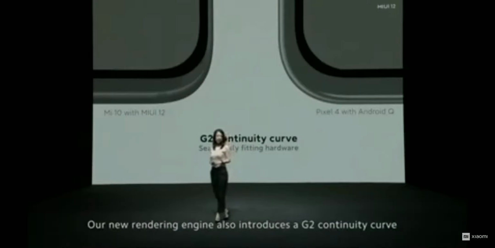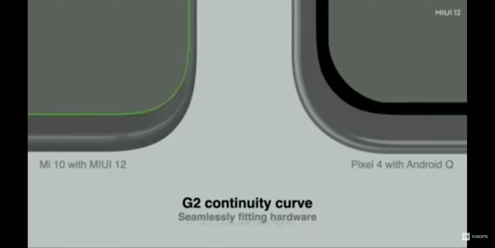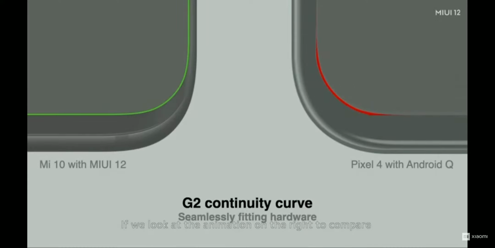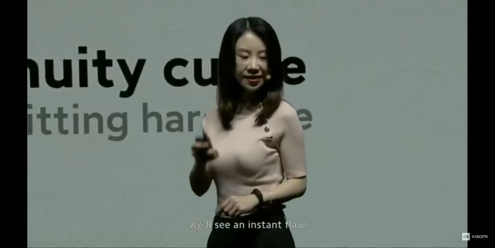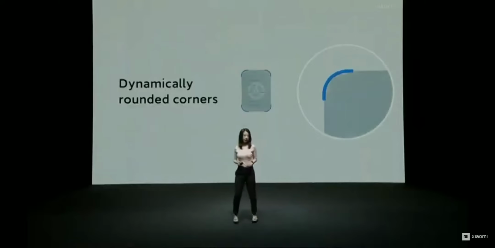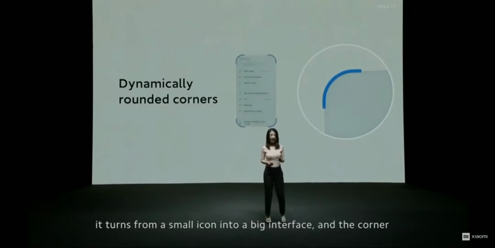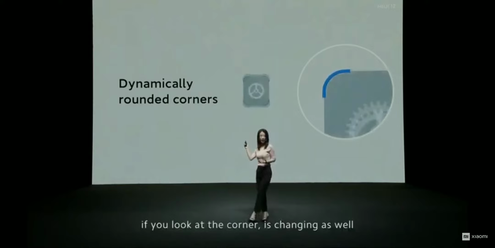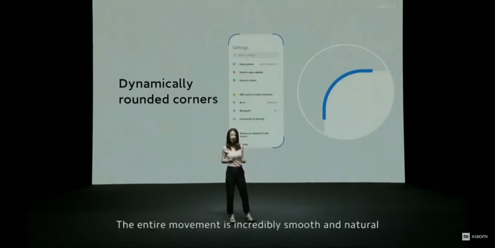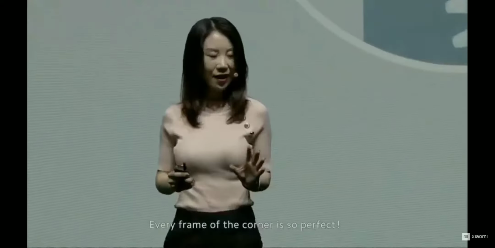Our new render engine also introduces a G2 continuity curve, which allows the interface to feed the hardware seamlessly, as you can see here. If we look at the animation on the right to compare, you can see an instant flow. Let's see how corners are rounded in MIUI 12. When you open an app, it turns from a small icon into a big interface. And if you look at the corner, it's changing as well. The entire move is incredibly smooth and natural. Every frame of the corner is so perfect.